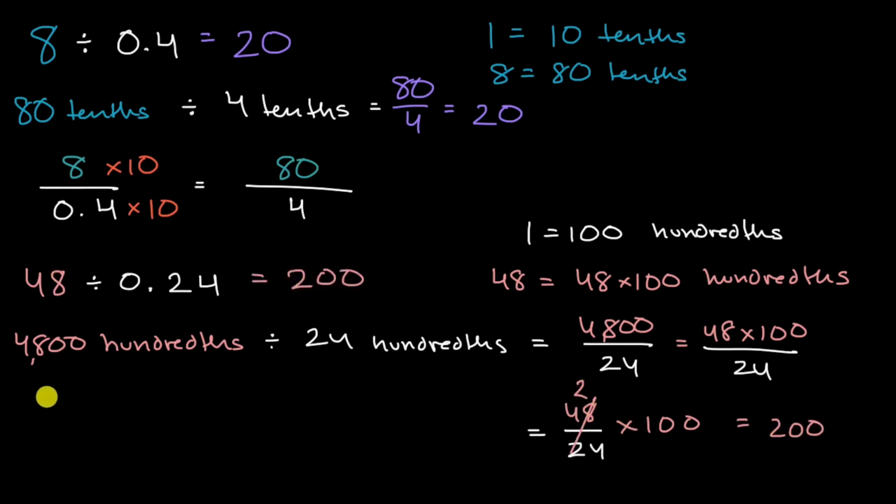You could also do it similar to the way we did this, where instead of expressing it out as words, you could express it as 48 over 24 hundredths. And instead of multiplying the numerator and denominator by 10, maybe you want to multiply it by something else to get whole numbers in both the numerator and denominator. Think about that after this video and try to work it out that way as well.